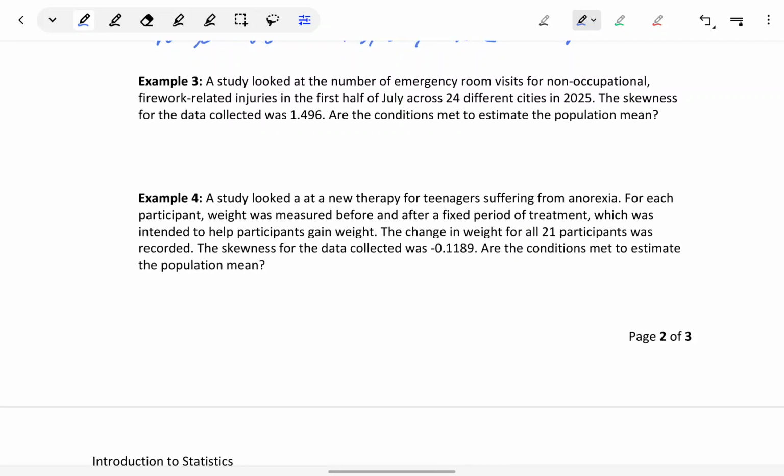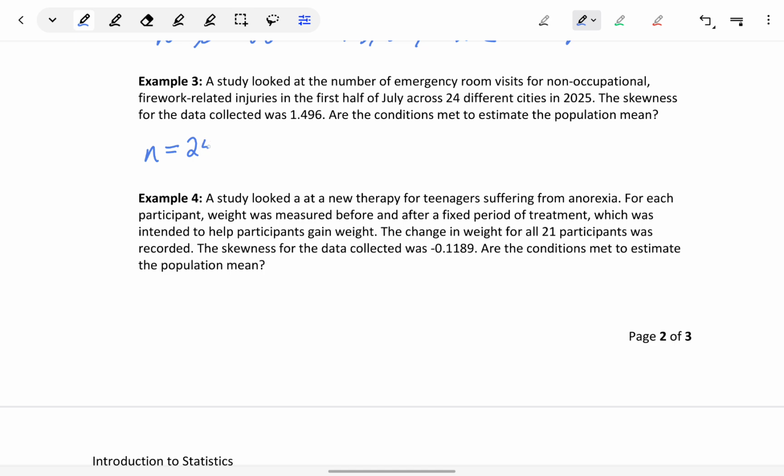In example 3, a study looked at the number of emergency room visits for non-occupational firework-related injuries in the first half of July across 24 different cities in 2025. The skewness for the data collected was 1.496. Are the conditions met to estimate the population mean? In the last two examples, we saw that sample size was sort of a trump card when it comes to determining whether or not we can estimate means. So we can start there.